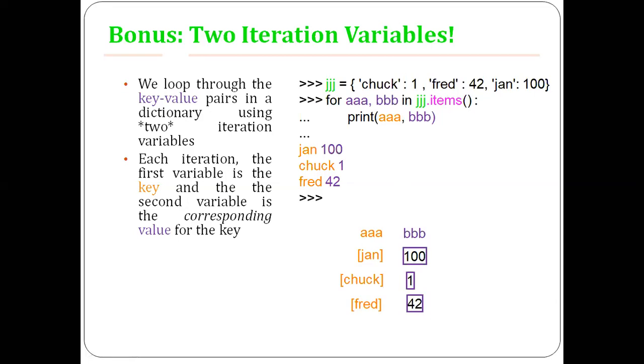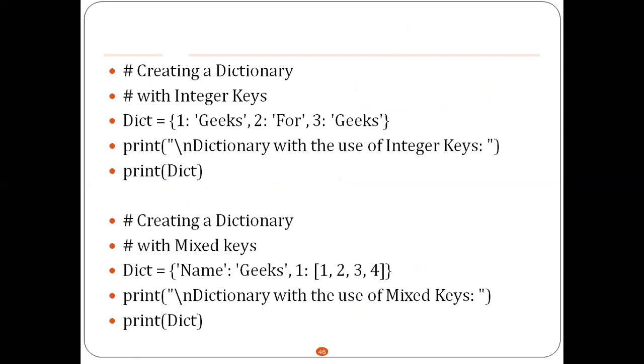Okay, this is one advantage. So let us look at some examples with respect to dictionaries: how to create a dictionary and how to mix the dictionaries with other values. Look at the example here. First, I am creating a dictionary. I have three values: 1 colon gigs, 2 colon 4, and 3 colon gigs. So one is containing gigs. No issues. This dictionary uses integer keys: 1, 2 and 3.